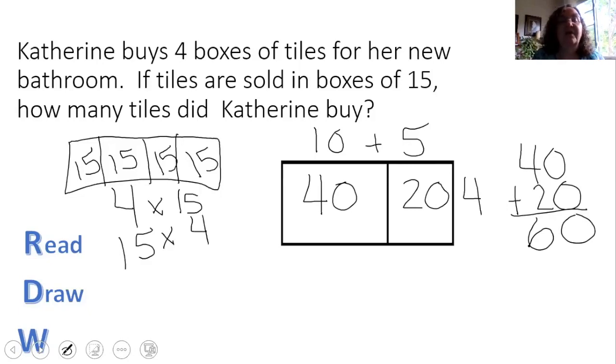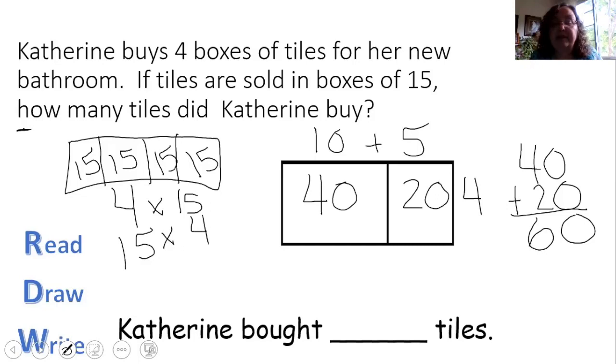So let's go back to my question. The question, even though it's kind of in the middle, starts there. How many tiles did Catherine buy? How would you answer that question? Here's what I wrote down. Catherine bought blank tiles. And we would say 60. Catherine bought 60 tiles because that answers the question. I started the sentence with a capital letter and I ended the sentence with a period.